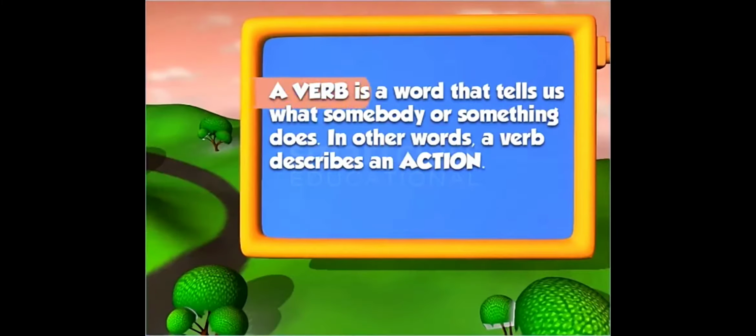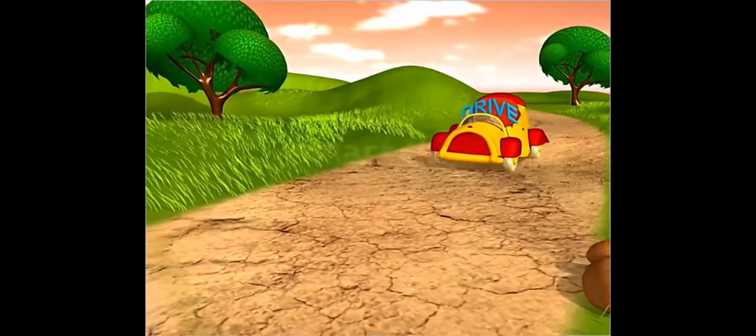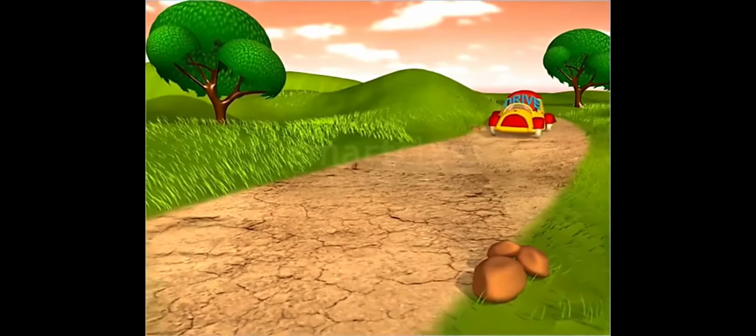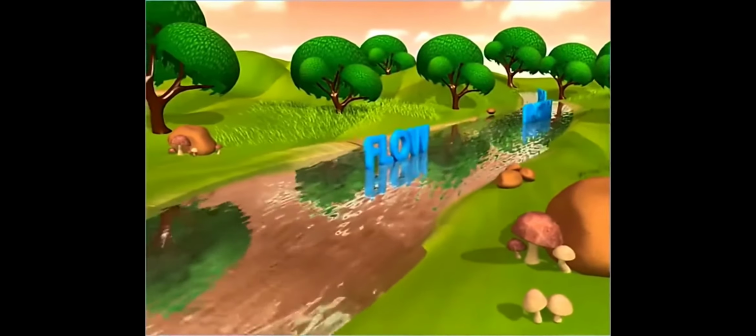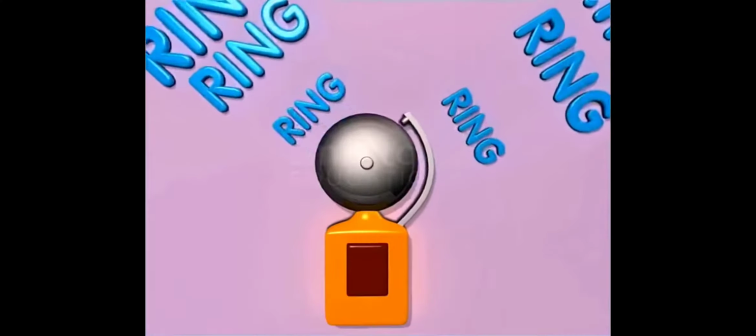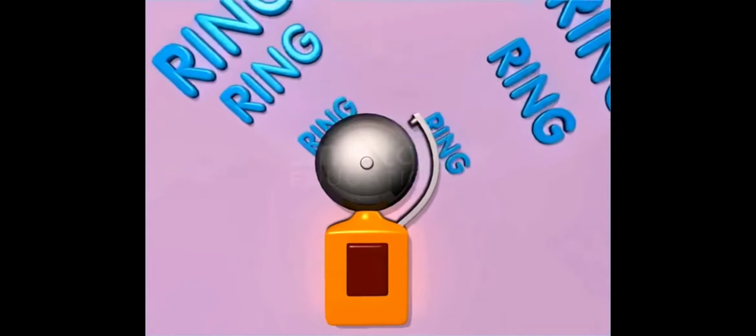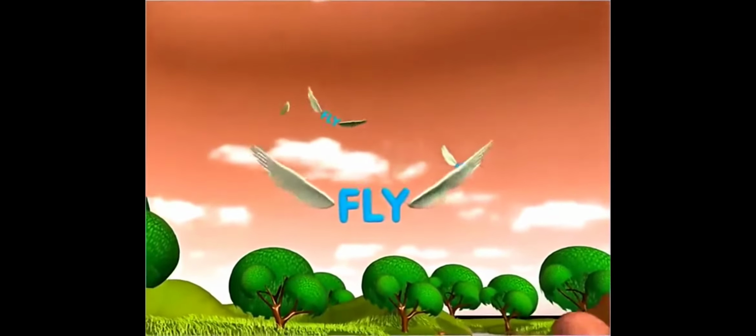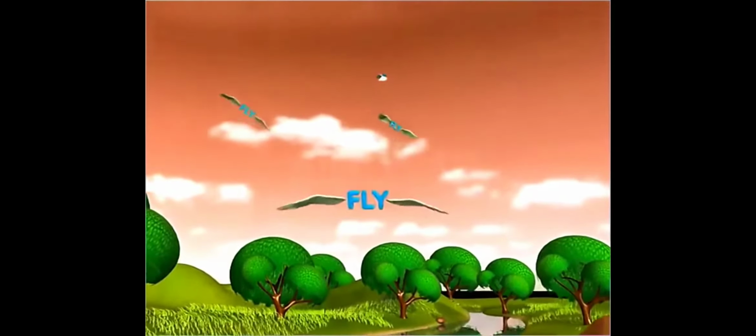A verb is a word that tells us what somebody or something does. In other words, a verb describes an action. Drive, flow, ring, fly, and read are all examples of verbs.